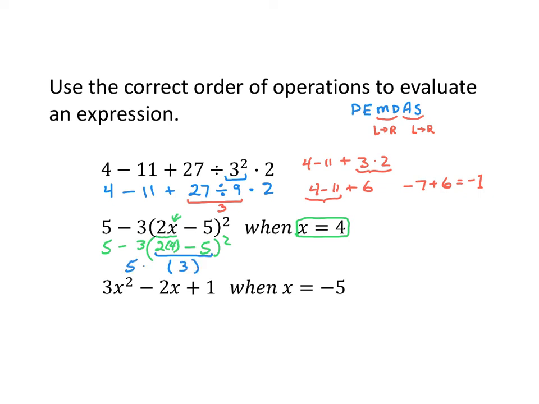The rest of the problem is this. And we have 3 squared that has to be done before multiplying. So that's going to be 5 minus 3 times the answer to 3 squared. Then we have to multiply before subtracting. So that's going to be 5 minus 27. 5 minus 27 should be negative 22.